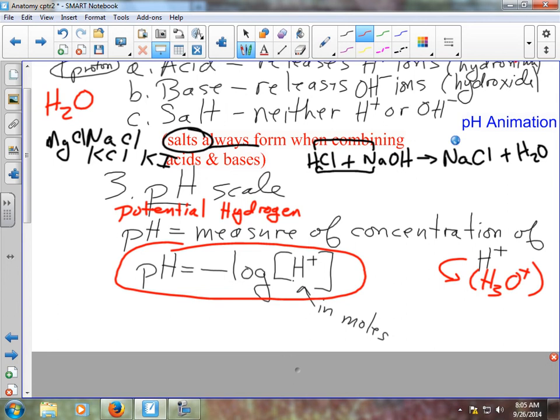Now, I'm going to give you a page number. I should have had that ready. There's an interesting chart. I wouldn't say it's a really complicated chart, but page 31, if you want to take a look at that, shows you some values. If you look at neutral, the concentration of hydrogen ion is 10 to the negative 7th.